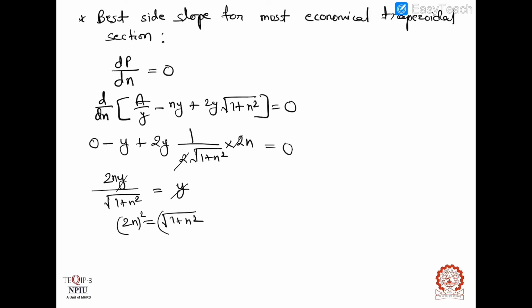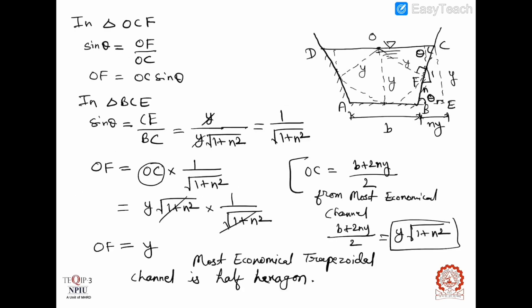If we square both sides, this will become 4n square is equal to 1 plus n square. So 3n square is equal to 1. n is equal to 1 by root over 3.